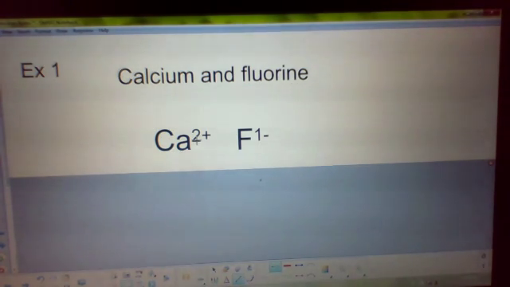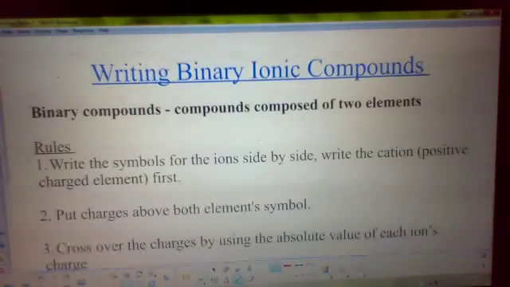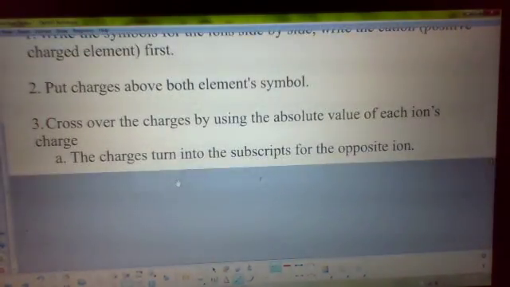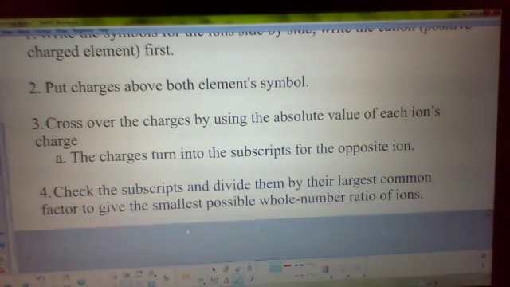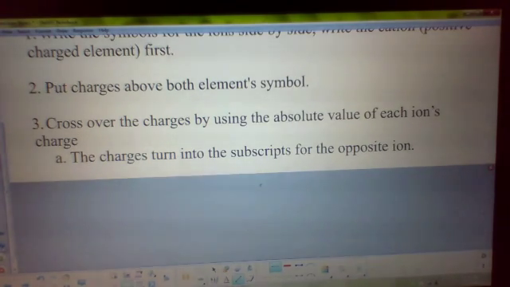So we're going to take the 2 and cross it down here. We're going to take the 1 and cross it over here. So we're taking the charges, taking the numbers only, and crossing them. The charges turn into the subscript for the ions. We'll get to this in just a second. We'll go back to this one.